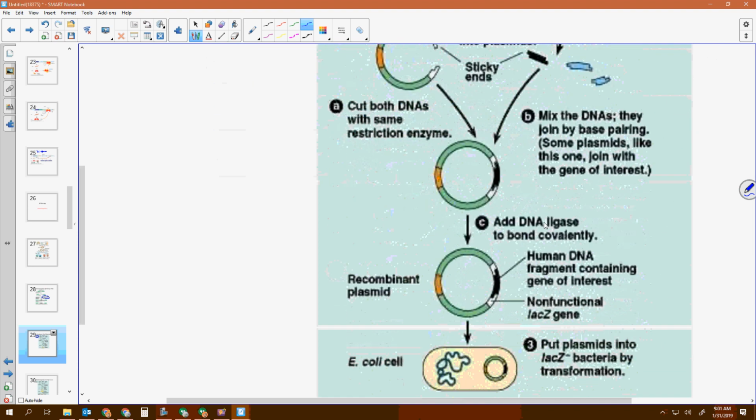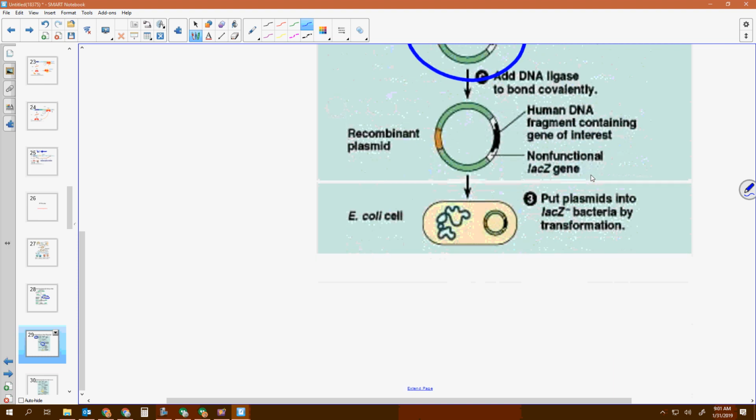And now this plasmid not only contains antibiotic resistance, but it also contains the gene that we want to teach bacteria how to make the protein of. And we introduce that plasmid into a bunch of bacteria. Some of the bacteria are going to take up the plasmid, others are not. How do we know which ones didn't? We apply antibiotics to the bacteria.